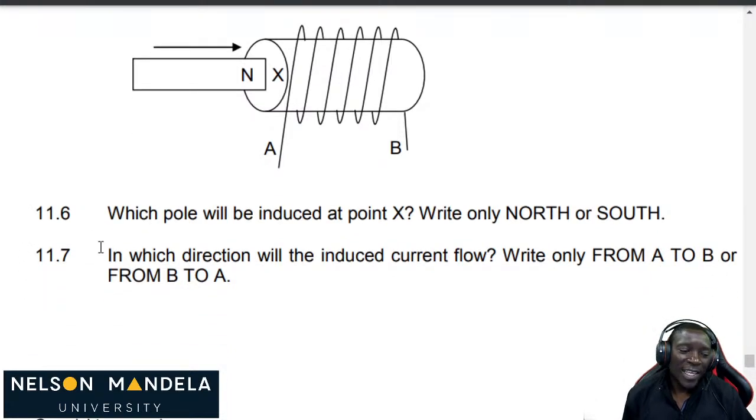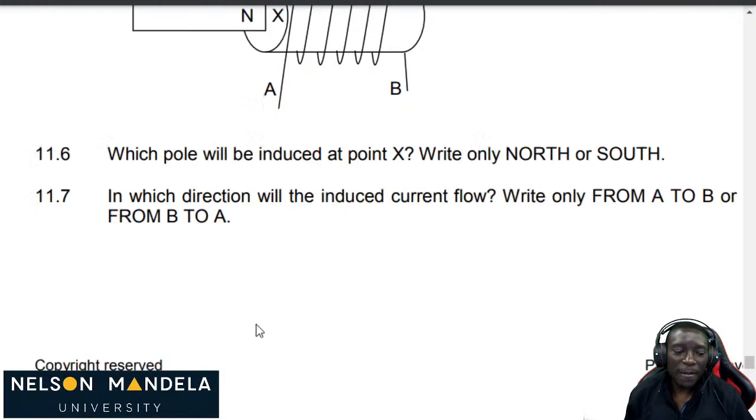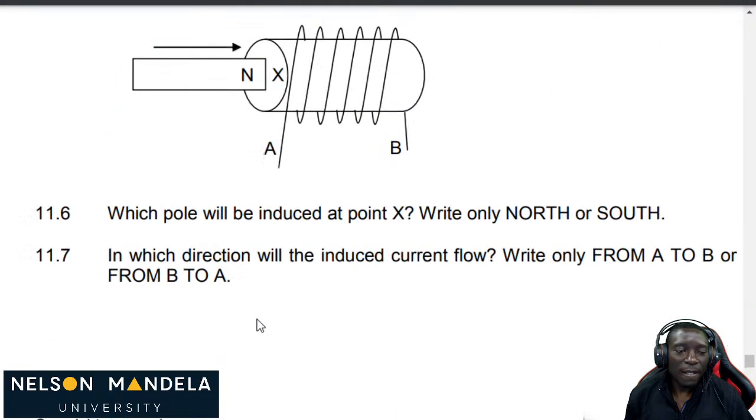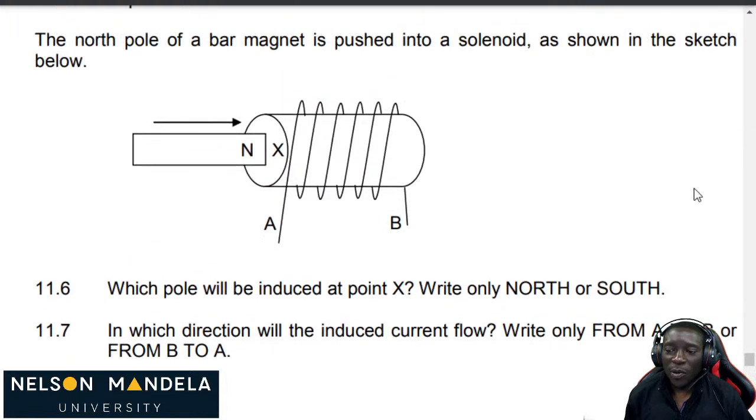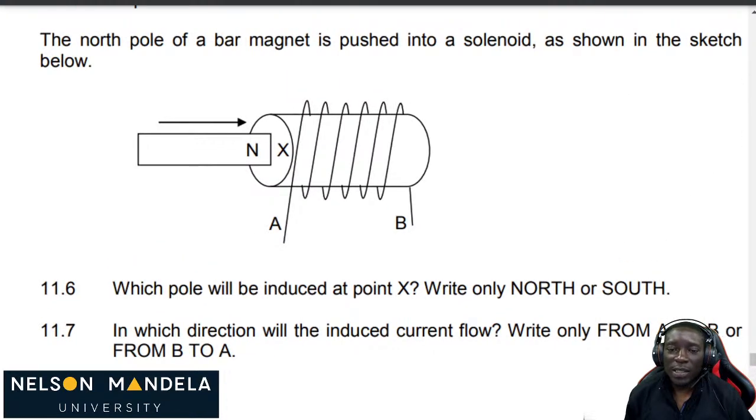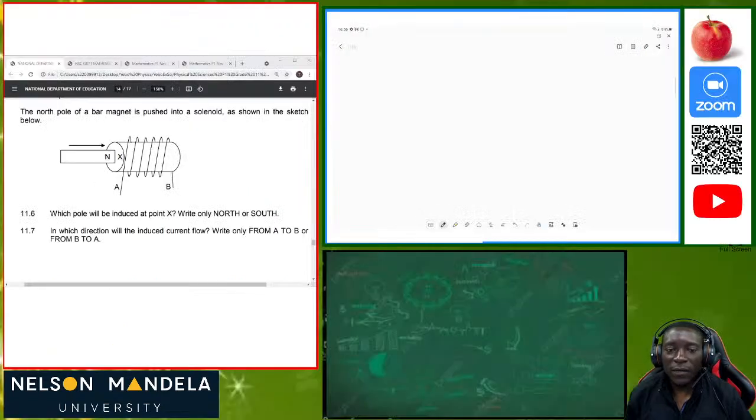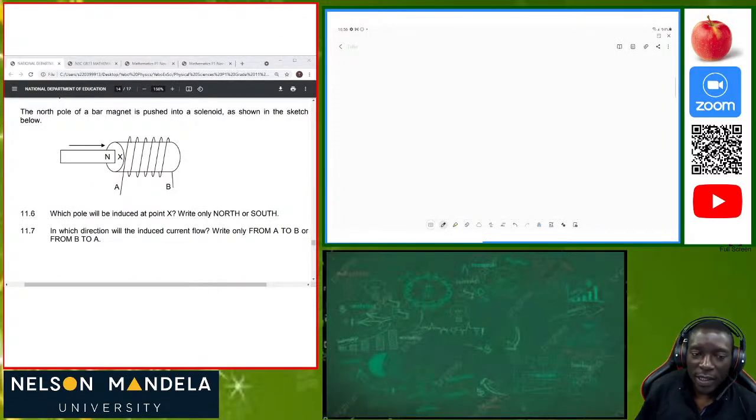So the next question now says, in which direction, sorry, will the induced current flow? Right, only from A to B or from B to A. So now we have a north pole there. In which direction can we say the current flows if there is a north pole there?